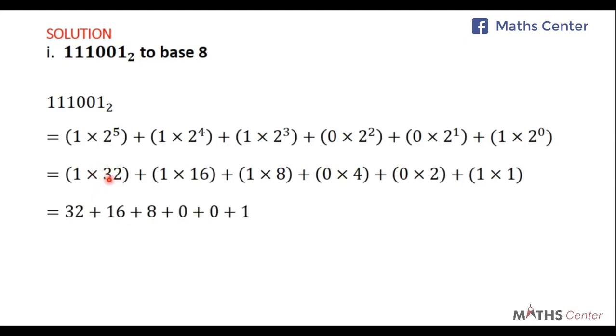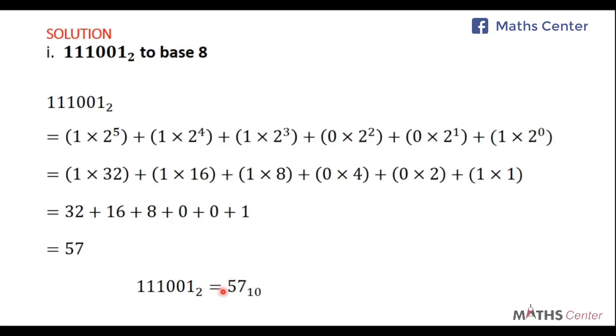So this will give us 32. This will give us 16. 1 times 8 will give us 8. 0 times 4 will give us 0. 0 times 2 will give us 0, 1 times 1 will give us 1. So we add everything here and we are getting 57. So you can see from here that we have converted 111001 base 2 to base 10.